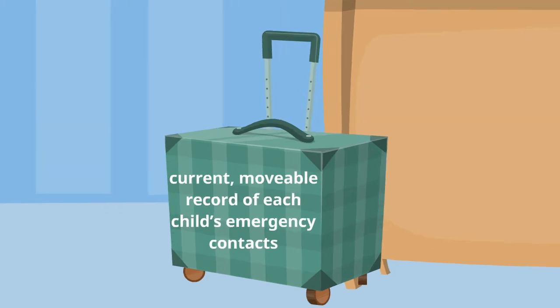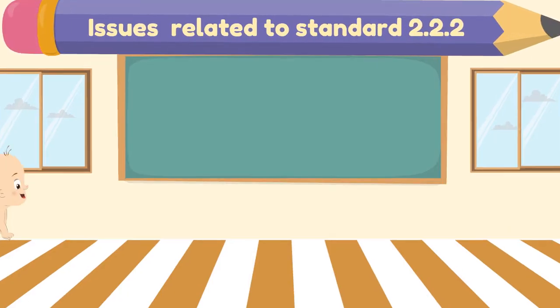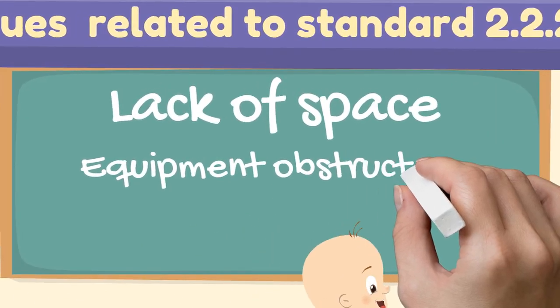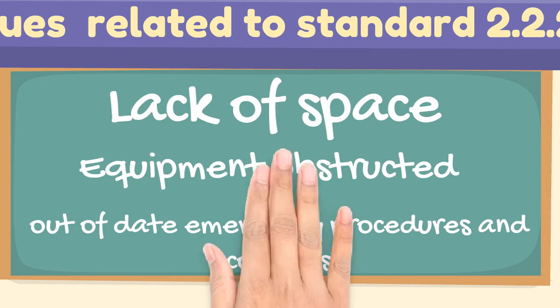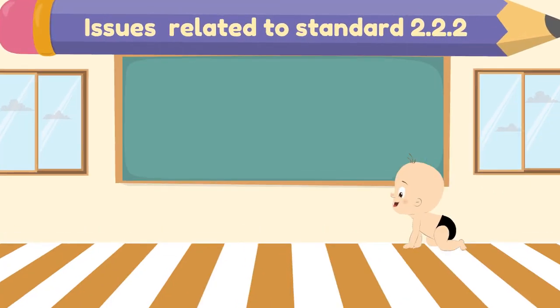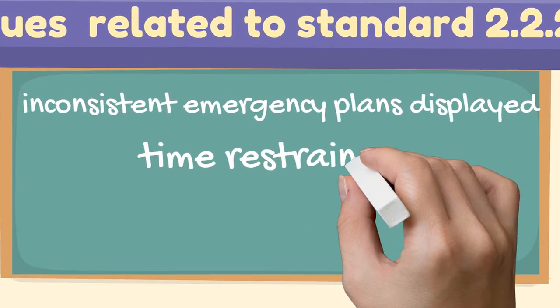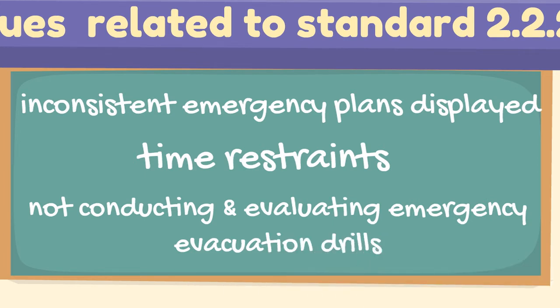Settings may find space an issue. Some settings prioritise the location of resources and furniture over having access to equipment. Another key issue is the need to regularly update emergency procedures and contacts, or settings will be uninformed, resulting in an ineffective emergency plan. At times, settings display inconsistent emergency plans, for example, different plans in different rooms. Also, due to time restraints, settings often neglect the need to conduct and evaluate emergency drills. This may leave educators and children unprepared in the event of an emergency.